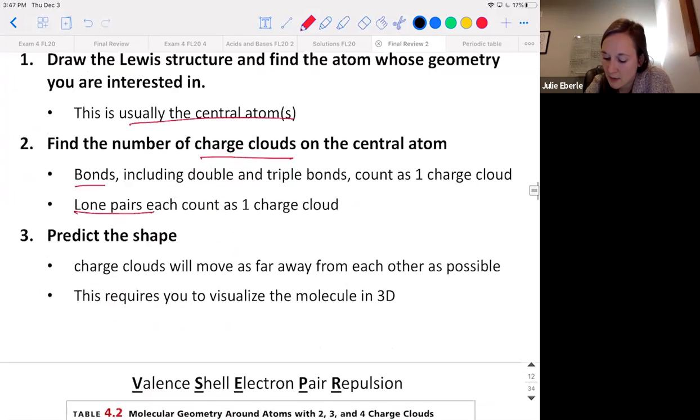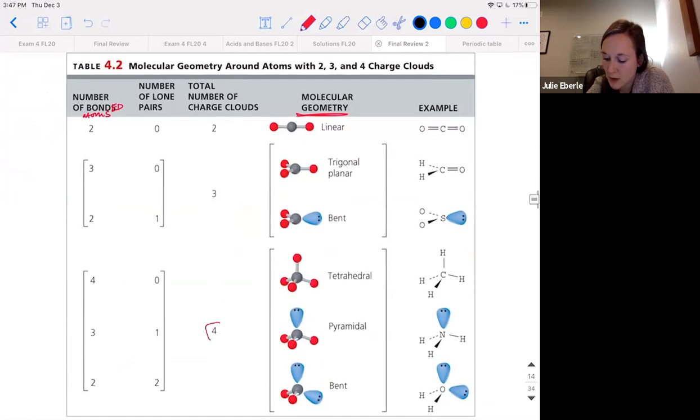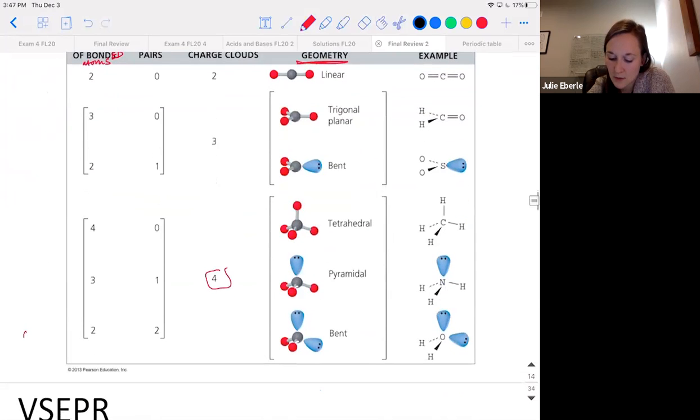Now let's go down to the table. So we are down here in this bracket where it says 4. That oxygen is bonded to a carbon and it's bonded to a fluorine. So we've got 2 bonded atoms and it had 2 lone pairs on it. We got 2 lone pairs, so we call it bent.